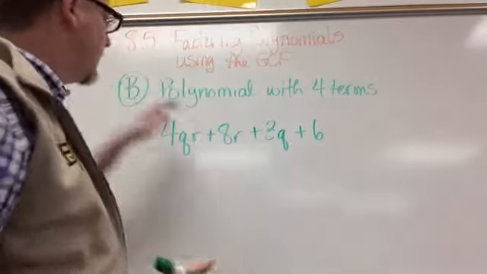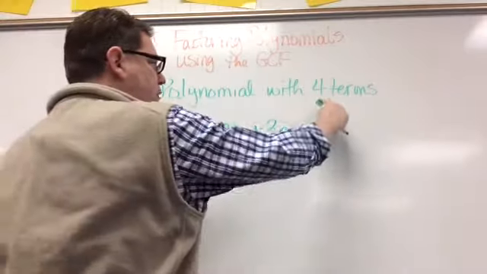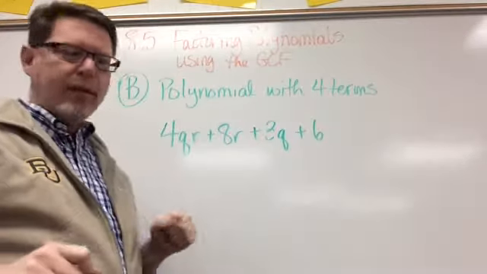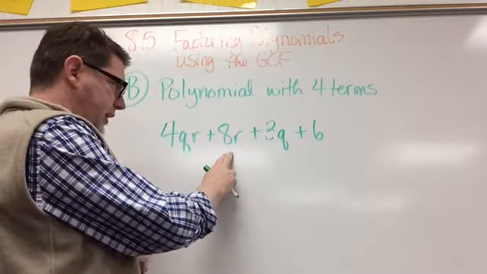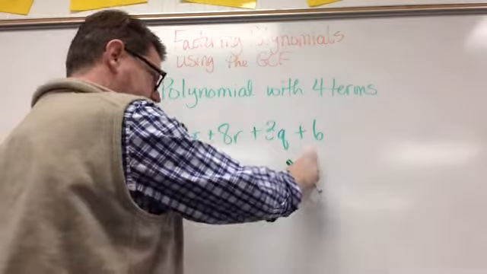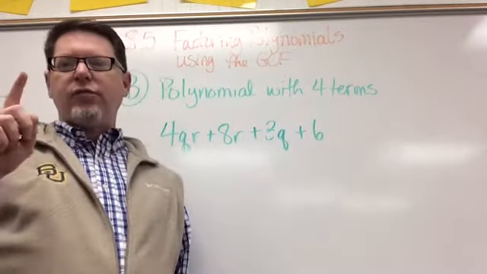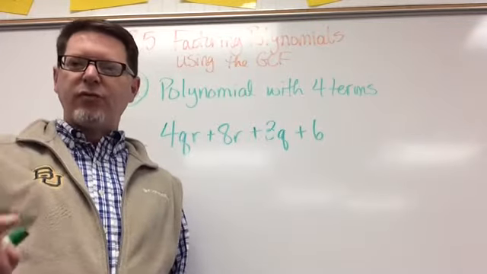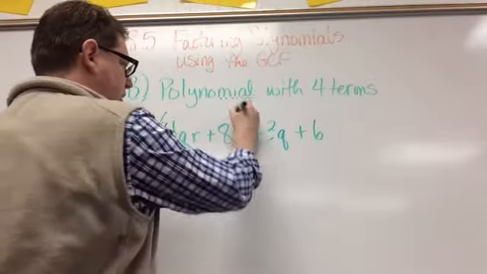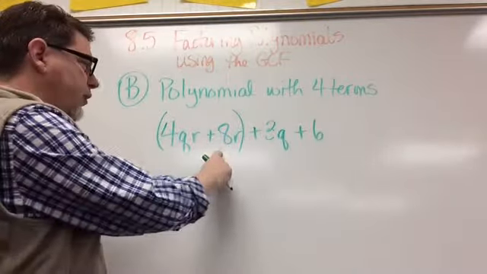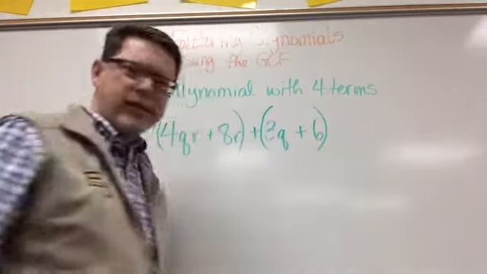Section B is factoring out the greatest common factor from a polynomial with 4 terms. I have an example of a polynomial with 4 terms: 4qr plus 8r plus 3q plus 6. When we're dealing with polynomials with 4 terms, we have to group them into 2 sets of binomials. So I'm going to take the first set of binomials, 4qr plus 8r, and I'm going to take the second set, 3q plus 6.